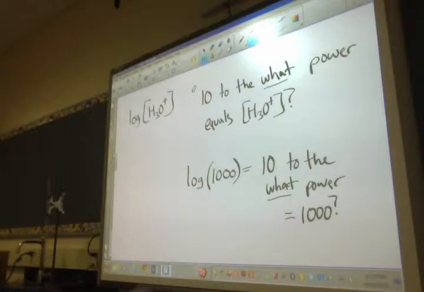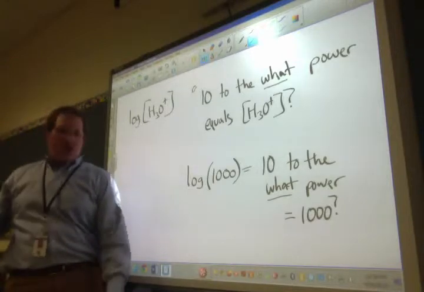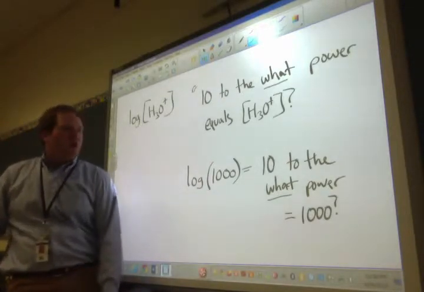So type in your calculators real quick. Find the log button. Do log 1,000, close parentheses. You should get 3. Yeah, it's 3. You're going to have to do a very minimal amount of logs, but yes, we are doing logs. So log 1,000 means 10 to the what power? So 3. Okay? How about this one?